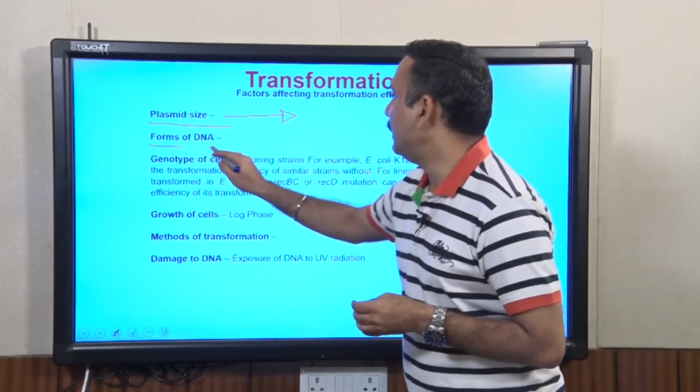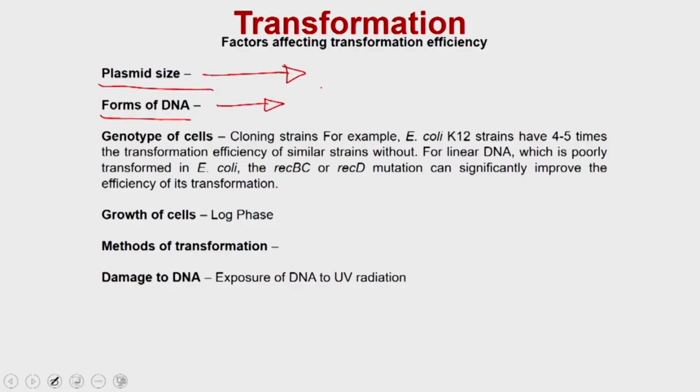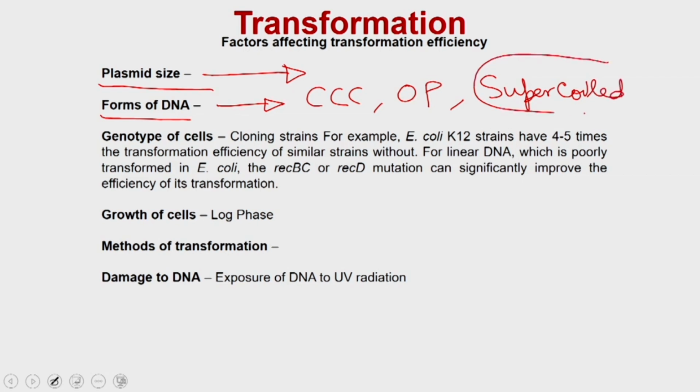Then the form of DNA. If you remember, we have discussed three different forms of DNA: the closed circular DNA, the open circular DNA, and the supercoiled DNA. The supercoiled DNA has the least surface area, it is actually the most compact DNA, and that is why the transformation efficiency is very high for the supercoiled DNA compared to the closed circular DNA or the open circular DNA.